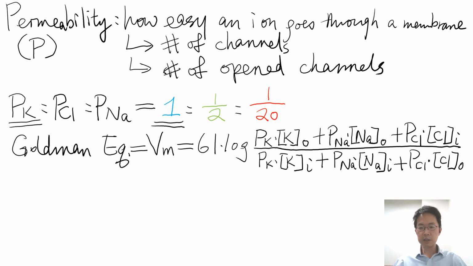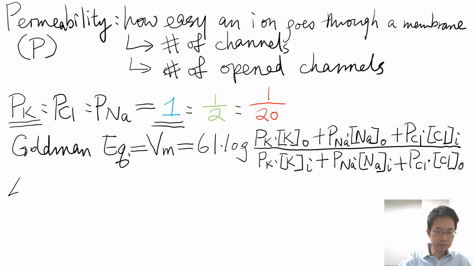So basically, the Goldman equation takes into account the permeability of each ion and also the concentration of each ion extracellularly and intracellularly. When it takes into account the permeability and the concentration, everything together, you will get what we call the resting membrane potential.